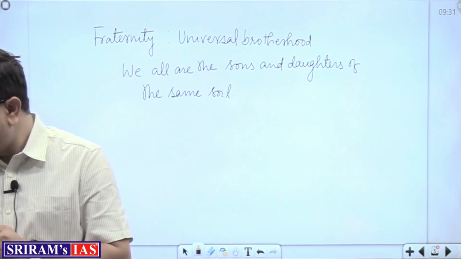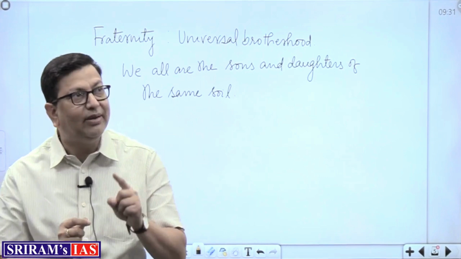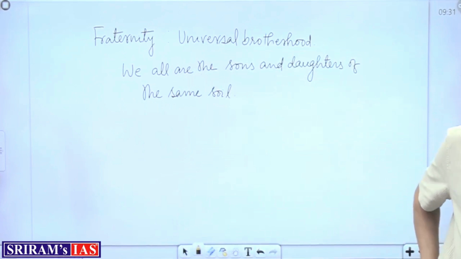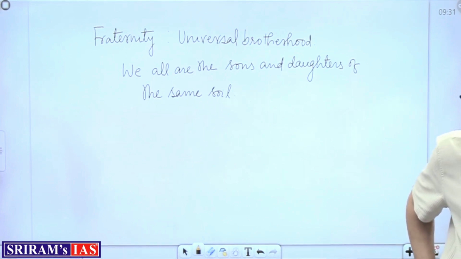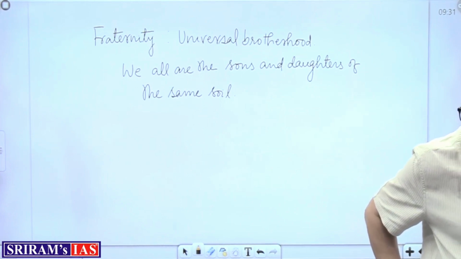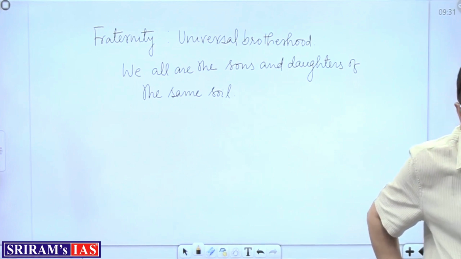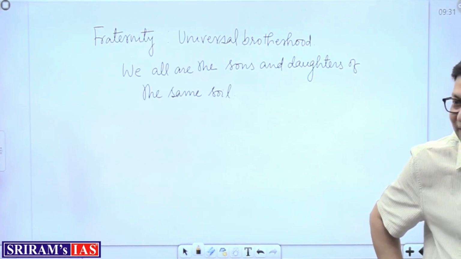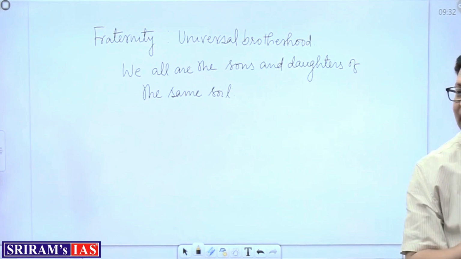Words hardly matter. There is another problem in the understanding of the concept. People generally feel that inserting a word in the preamble will make a big difference. It hardly matters. The word secular, the word socialist was not there in the original preamble also. In the original preamble, the words were sovereign democratic republic. But that does not mean that India was not a secular country, because the provisions of the constitution are like that.